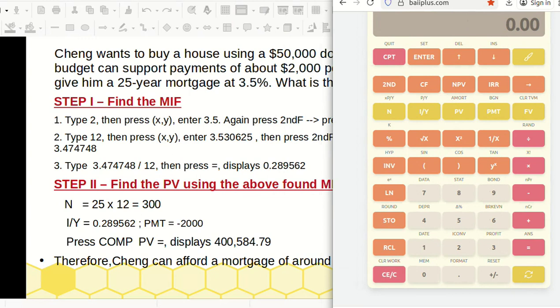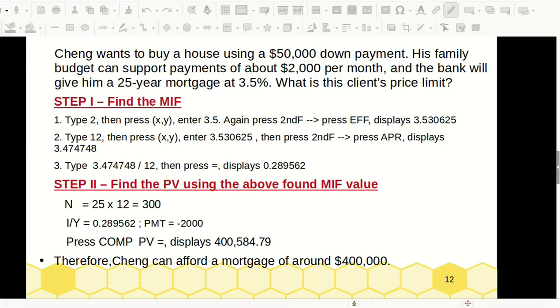In step 2, find the present value using the above found MIF value. So 25 times 12 equals 300 is your N, 0.2895 is your I/Y, minus 2000 is your PMT. Compute the present value, which displays 400,584.79. Therefore, Chen can afford a mortgage of around $400,000.